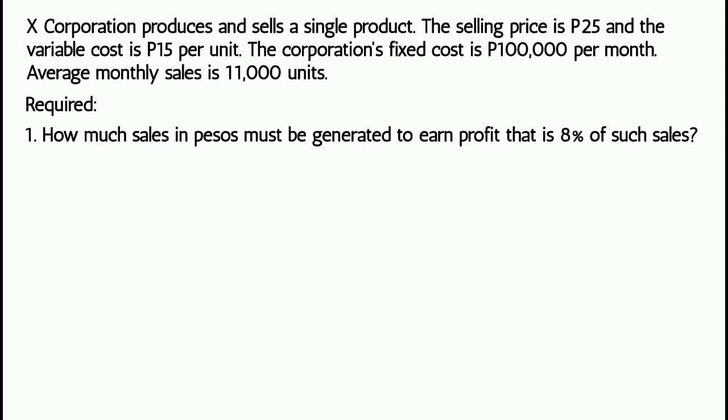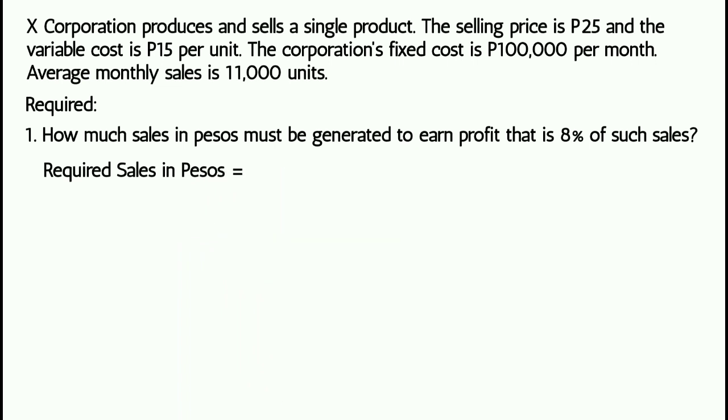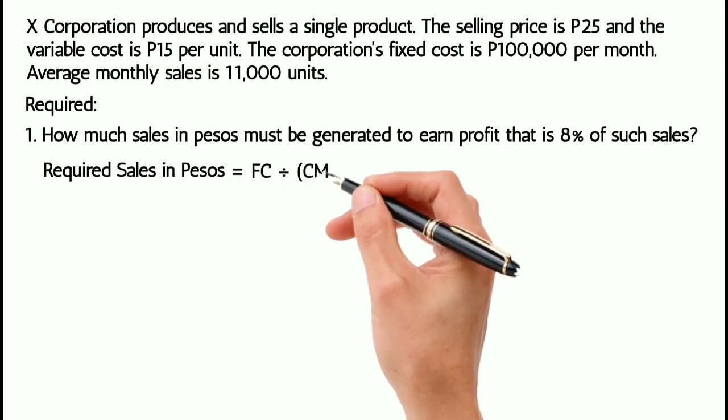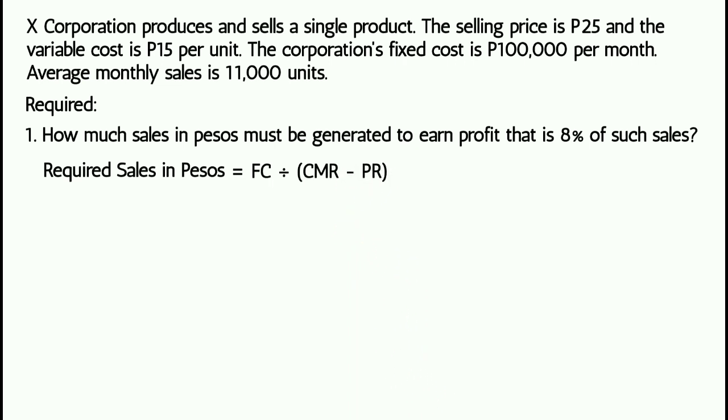Unahin natin yung requirement number 1. How much sales in pesos must be generated to earn profit that is 8% of such sales? Meaning to say, ang hinahanap dito sa requirement number 1 ay required sales in pesos with desired profit ratio. And the formula for that is fixed cost divided by contribution margin ratio minus profit ratio.